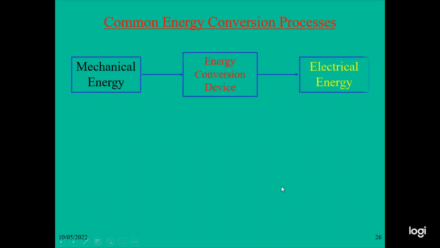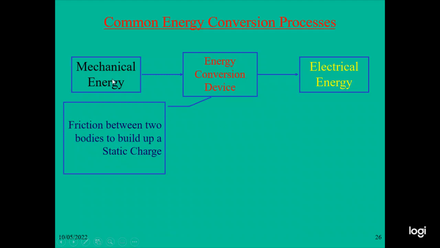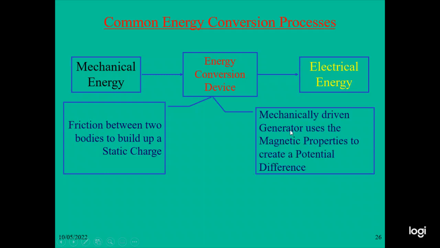Mechanical energy can be converted into electrical energy. One method is friction between two bodies, based on static charge. Mechanically driven generators use magnetic properties to create a potential difference. Another is the piezoelectric crystal, which converts mechanical energy to electrical energy.